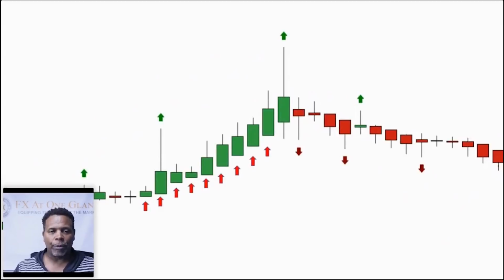So the trend can be determined by the size of the candle and the color of the candle, and also the wicks of the candle. So you see the size of the candle, the colors of the candle. So the green candles, and you can change these any way that you want, but normally green and red represent bullish and bearish. So the green would represent a bullish candle, and the bearish would represent the red candles.